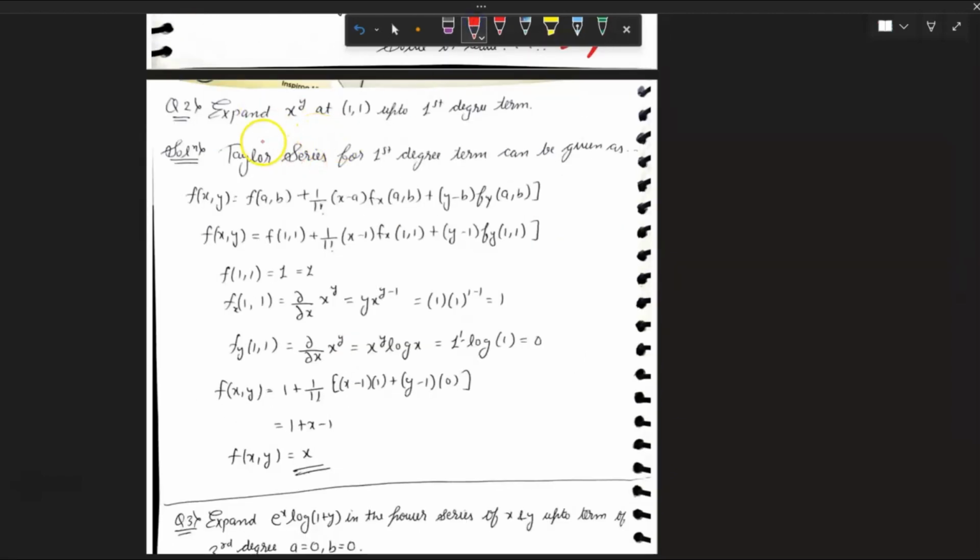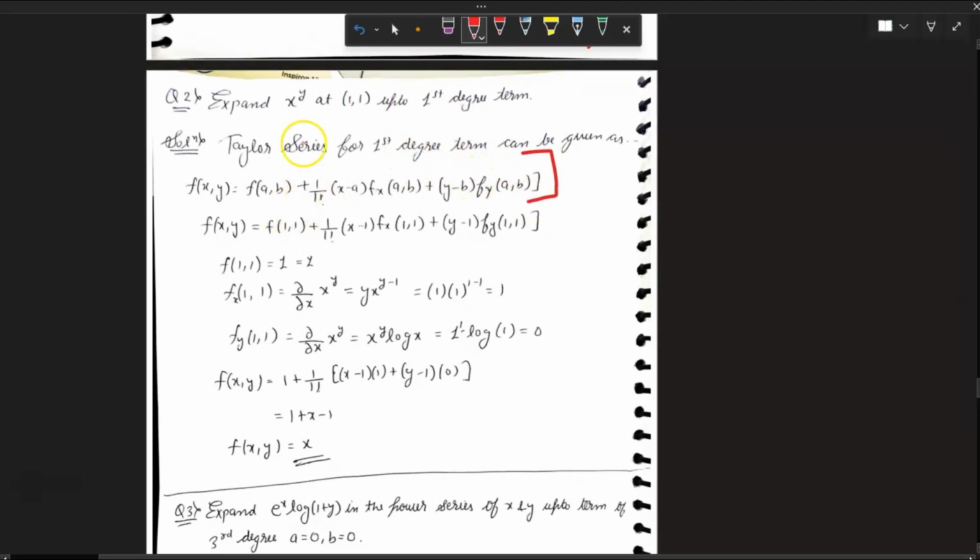Let's see the second question. Expand x raised to power y at 1 up to first degree term. So for this, first write the Taylor series expansion for first degree term. The question will become easy for you. So this is the Taylor series expansion for first degree term. Okay. So the value of a is 1, the value of b is 1.